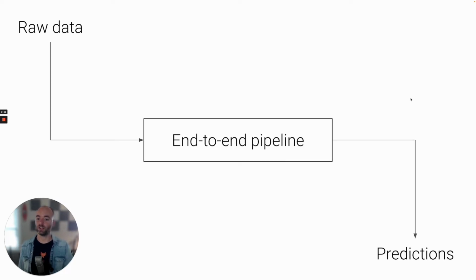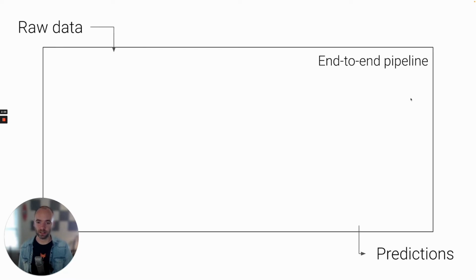So what is an end-to-end pipeline? Typically, when you're doing machine learning or data science, you start with raw data. Raw data typically sits in your data warehouse or in your production database, and the final product of your work is typically predictions that you use either directly in your app or to make decisions in your company. In between, you have an end-to-end pipeline. Now, let's take a deeper look at what that entails.